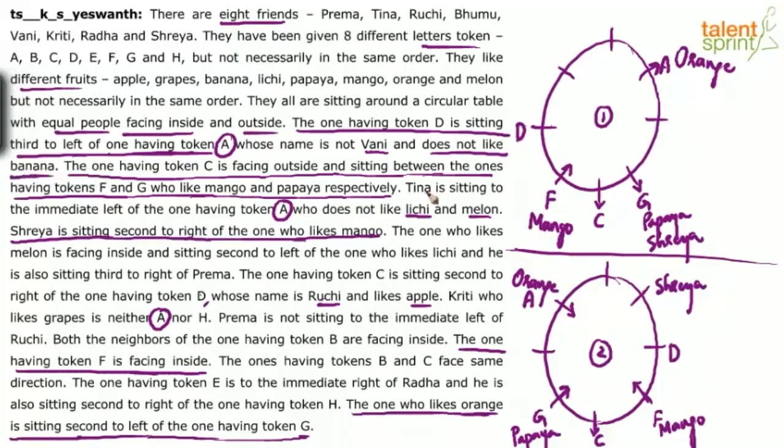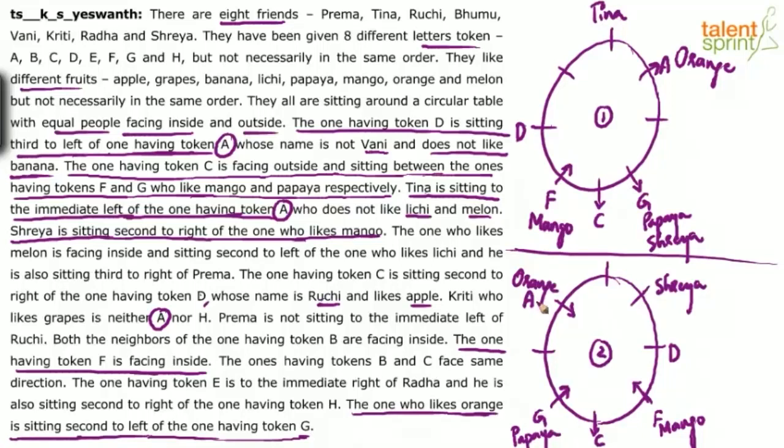Next point is Tina is sitting to the immediate left of the one having token A. This also can be done. Immediate left of token A. A is here. A is facing outwards. Immediate left is anti-clockwise. Right? Left is anti-clockwise. So this is Tina.